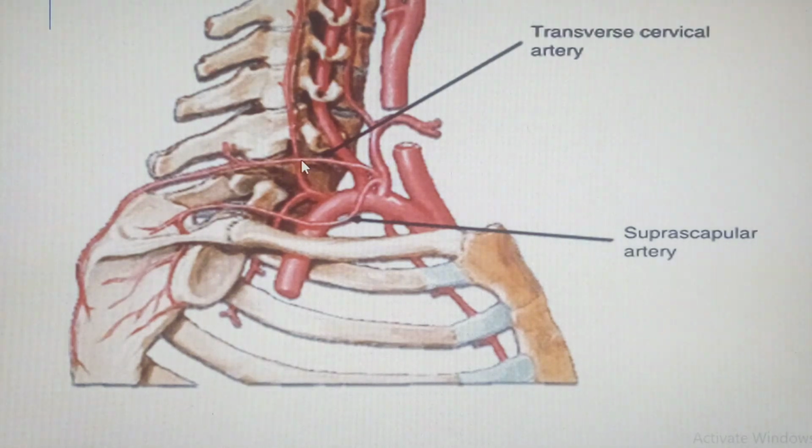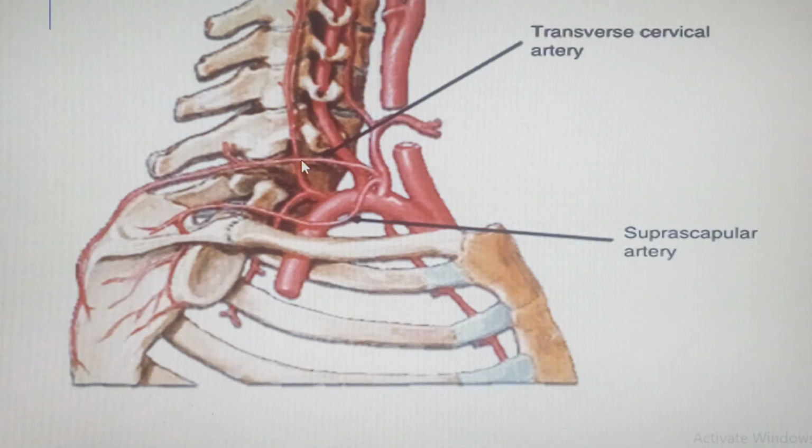Then apart from that, it will also be running anterior to the brachial plexus. Now you know that the brachial plexus runs in between the anterior scalene and middle scalene muscles. So it will also be running anterior to these structures. In so doing, it will give off some branches to supply blood vessels to these nerves, what we call the vasa nervorum of the brachial plexus.